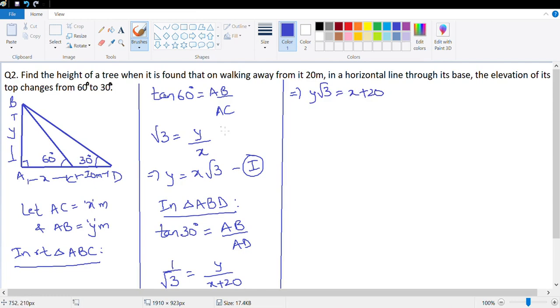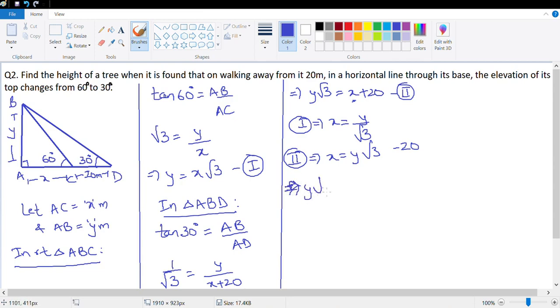Perfect. Since we need to calculate the value of Y, let's equate X. So let us give this equation number 2. Equation 1 gives me X is equal to Y upon root 3, and equation 2 gives me X is equal to Y root 3 minus 20. Perfect. So X is equal to Y root 3 minus 20. So let's equate them, which means Y root 3 minus 20 is equal to Y upon root 3.